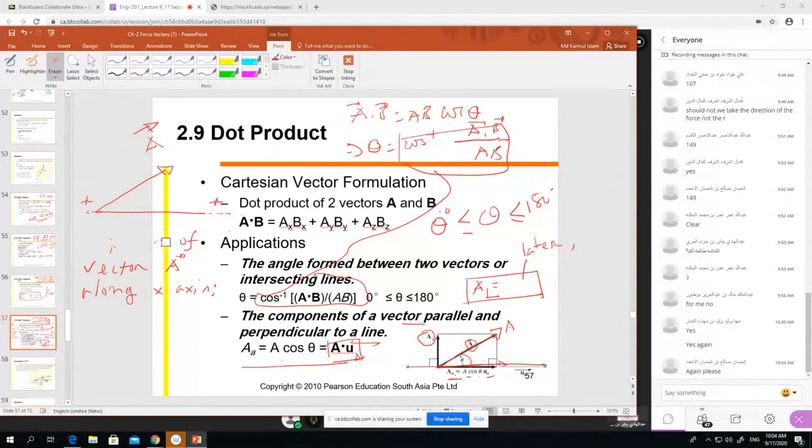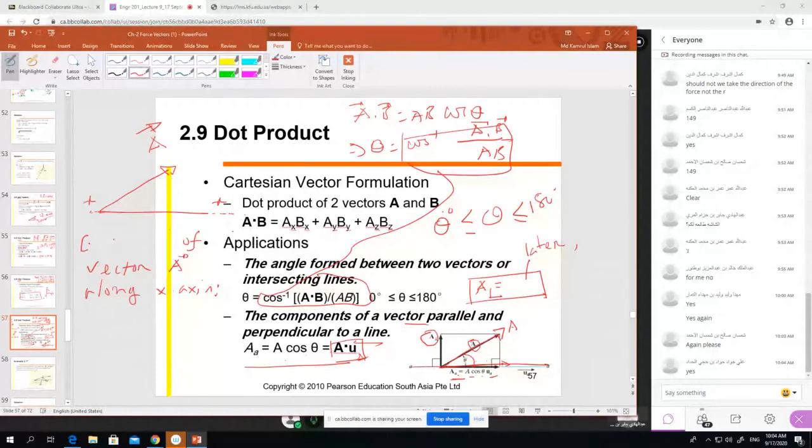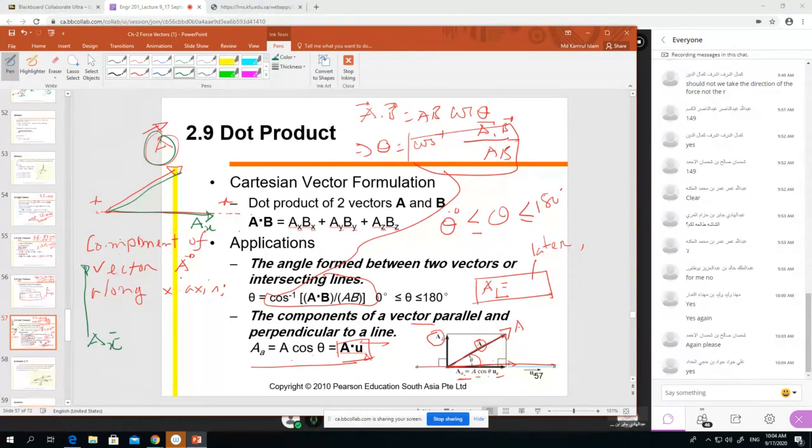Do you understand my handwriting? Yes, so component, I'm writing again: C-O-M-P-O-N-E-N-T. So the component of A along the x-axis, that is what I have to know. What is the name? This vector name is now AX. What is AX? AX is the component of the vector A along the x-axis, equal to, very simple, vector A dot UX.